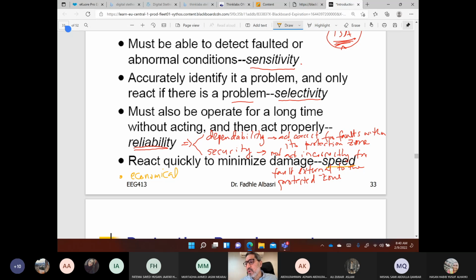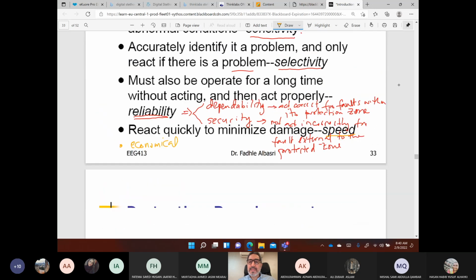Now, if your equipment costs $1, do you want to spend 100 dinar for the protection system? No, right? If it costs $1, I will have a fuse of 50 fils or 25 fils to protect it. All right, Shabab?